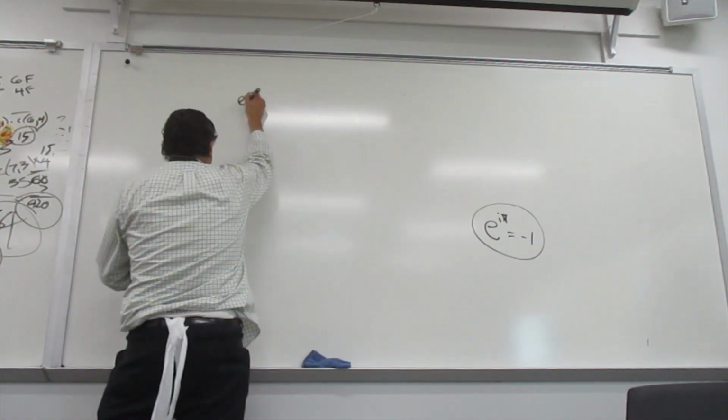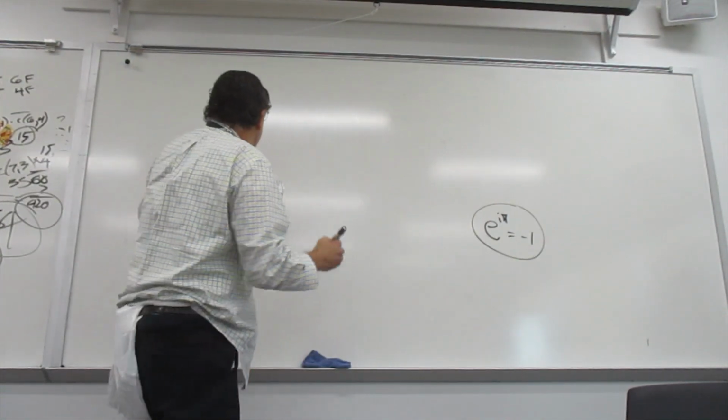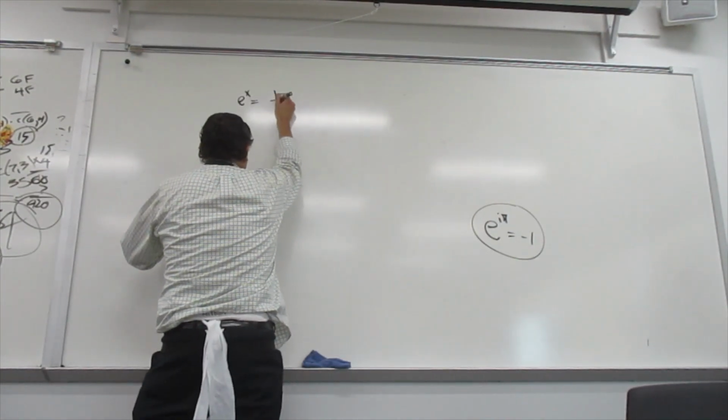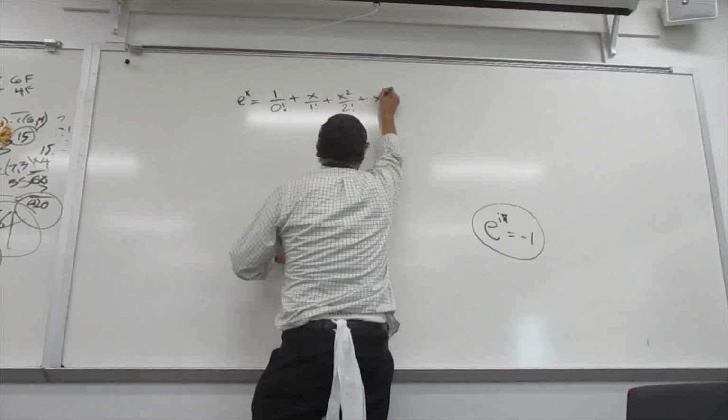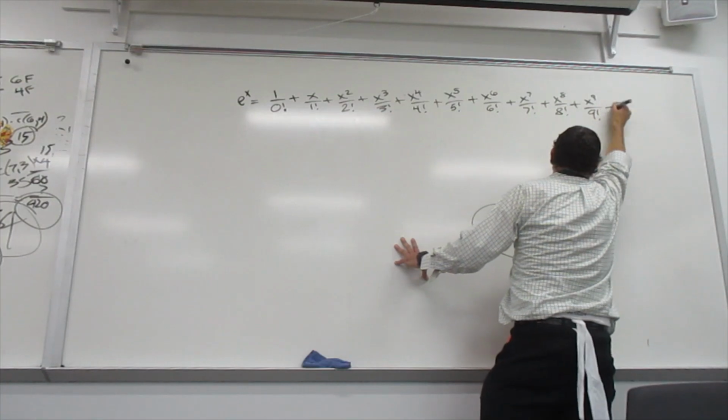And in calculus, you had a series expansion for e to the x, and that series expansion went like this: 1 over 0 factorial plus x to the 9th over 9 factorial plus yada yada yada.